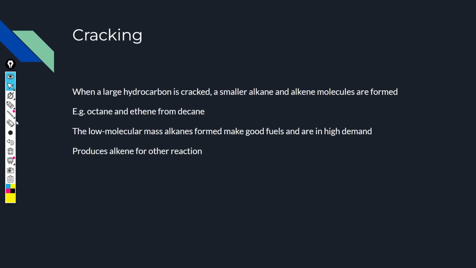Now let's look at cracking. When a large hydrocarbon is cracked, a smaller alkane is formed, which you know. An example of this could be the cracking of decane, which is a large hydrocarbon, which is turned into smaller octane, which is better for combustion, and ethene, which is an alkene.